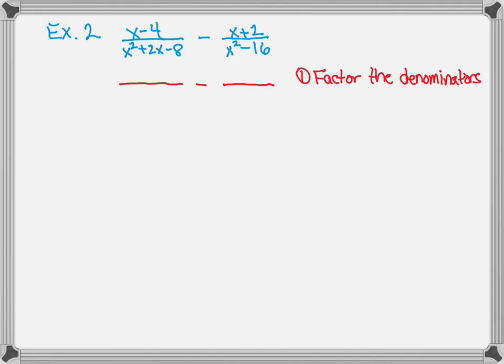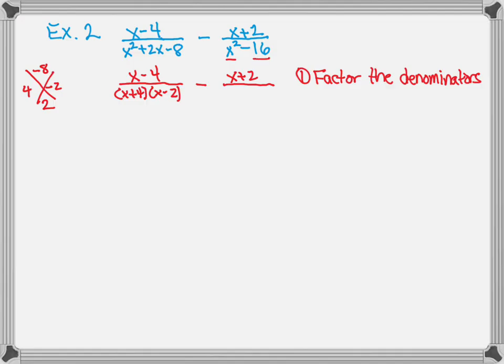So in our first denominator, if I put negative 8 at the top of my x and 2 at the bottom of my x, I'm looking for numbers that multiply to negative 8 and add to positive 2. It's going to be 4 and negative 2. So my denominator factors to x plus 4 times x minus 2. Still have my x minus 4 at the top. And in my second fraction, I still have my numerator of x plus 2.